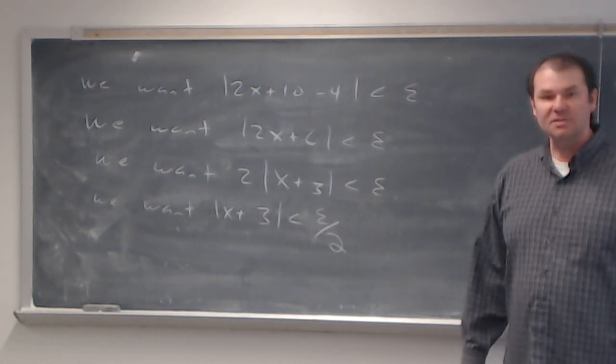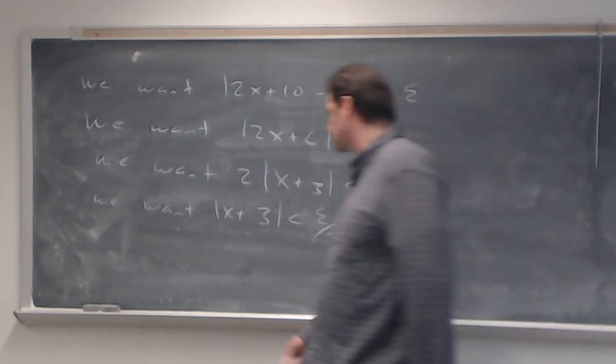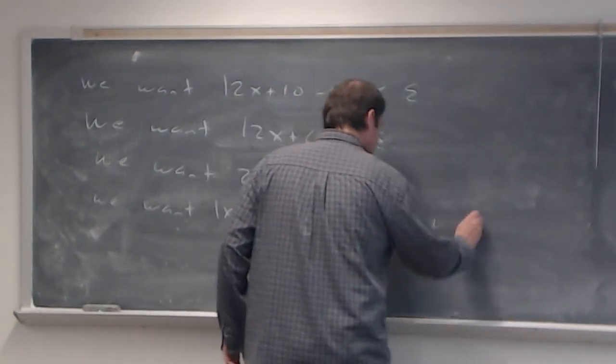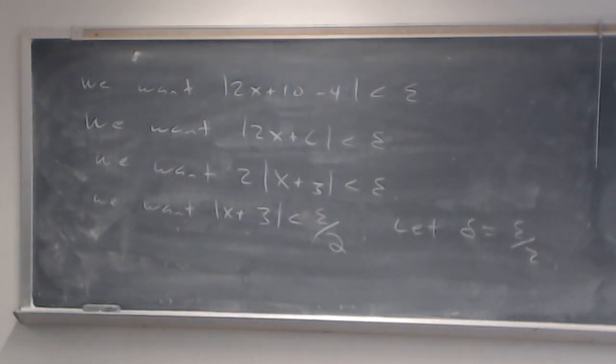Wait a minute. The delta's staring at me. What should I let delta be, John? Epsilon over 2. And you know how when we did proofs before having to do with sequences, I said you don't have to work backwards? Well, you don't. Here, either. That's the delta we're looking for.